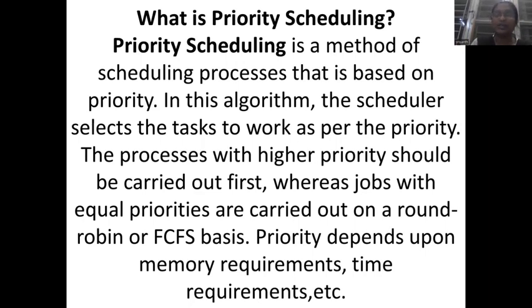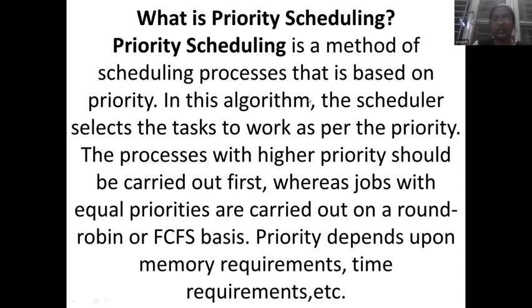For example, if two processes have equal priority, then they will be executed based on either round robin or first come first serve basis. In round robin, we place them in the ready queue and use the time quantum, whereas in first come first serve, the process which comes first will be executed first.